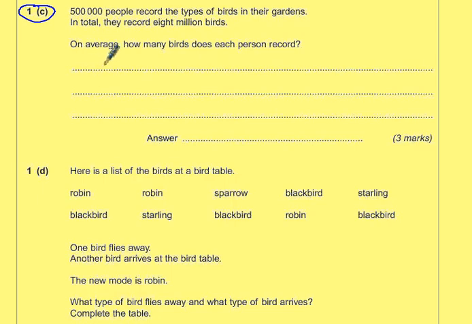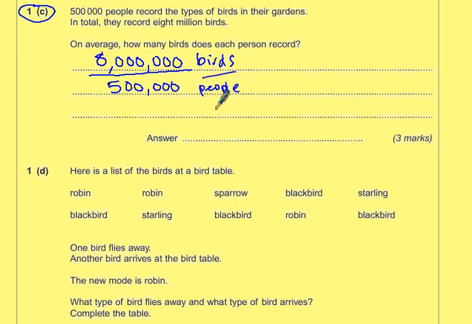Well, if there are 8 million birds, and they're recorded by 500,000 people, so if that's divided by 500,000 people, so the number of birds divided by the number of people, if we use our calculator for that, 8 million divided by 500,000 is 16 birds.